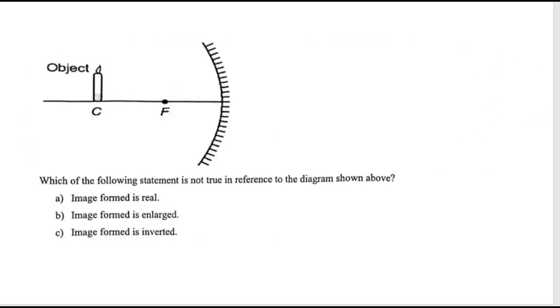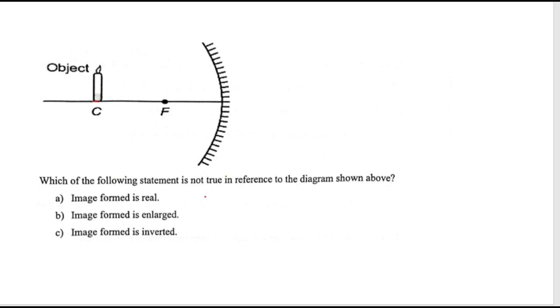Here we have an object at C and there is a concave mirror shown. F, the focus, is also given. You know that when the object is at C, the image also will be at C and the same size, and being a concave mirror, it will be real and inverted. Which of the following statements is not true in reference to the diagram shown above?